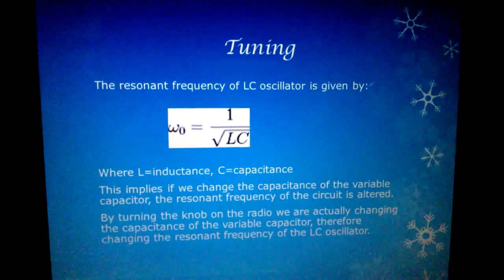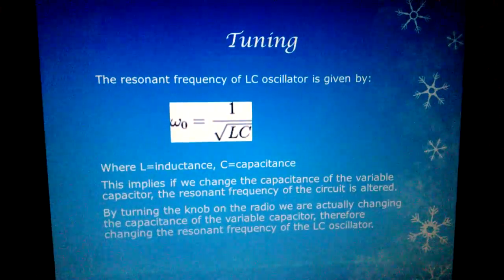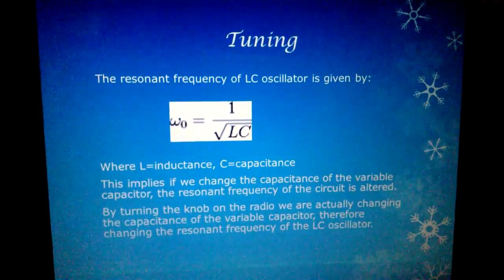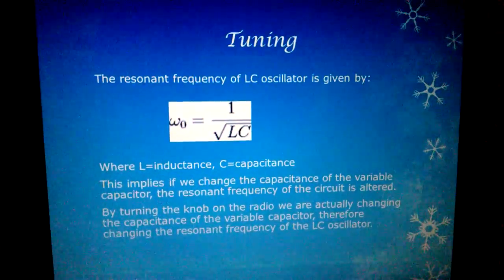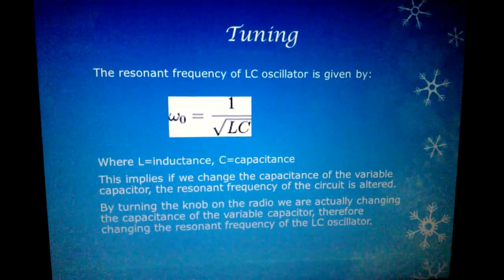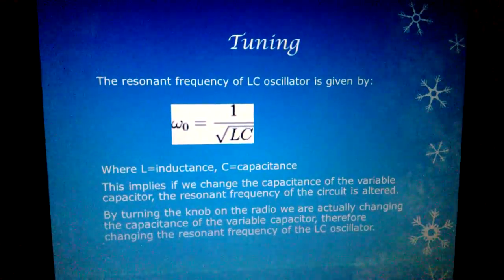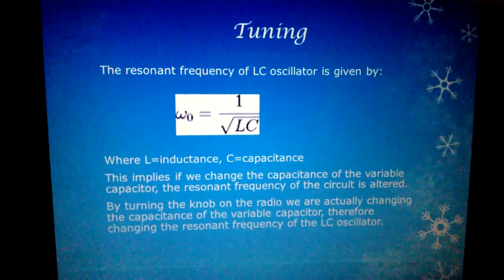The resonant frequency of an oscillator circuit is calculated by the formula omega equals 2 pi f equals root under 1 upon LC, where L is the inductance of the inductor and C is the capacitance of the capacitor. This implies that the resonant frequency is dependent on the capacitance of the variable capacitor.